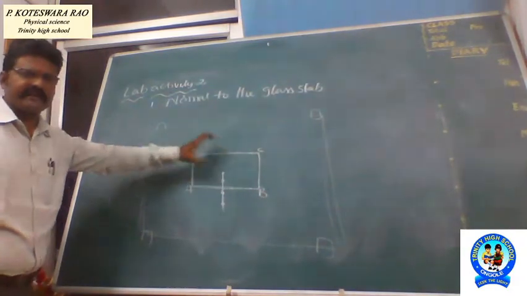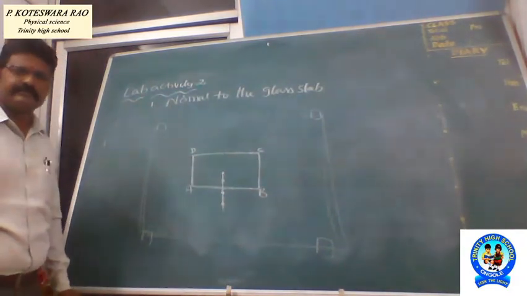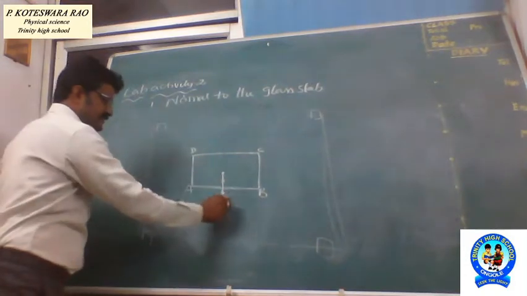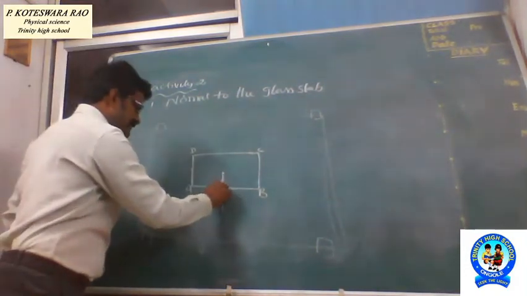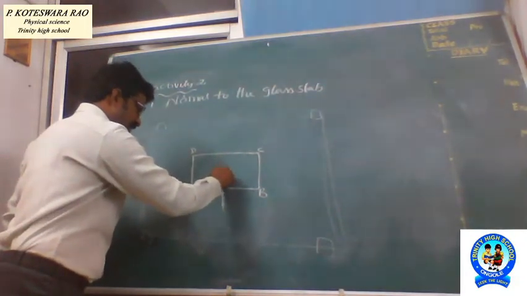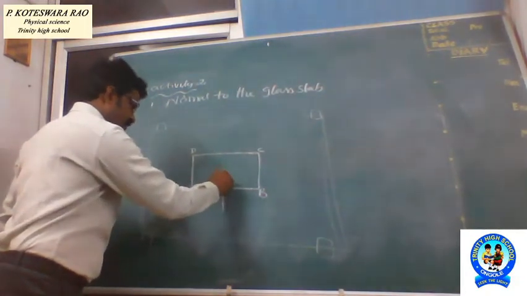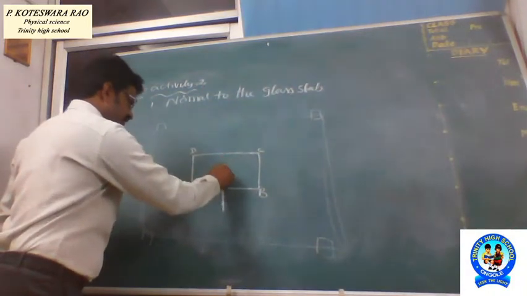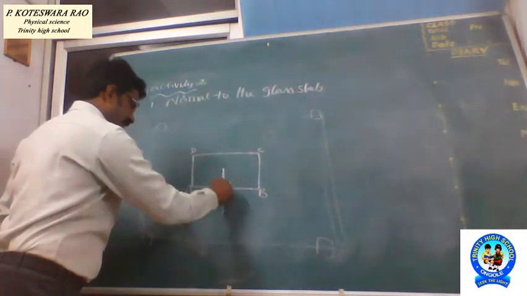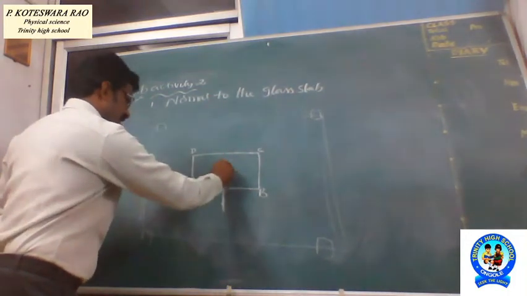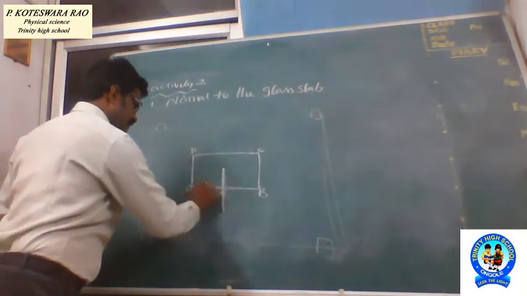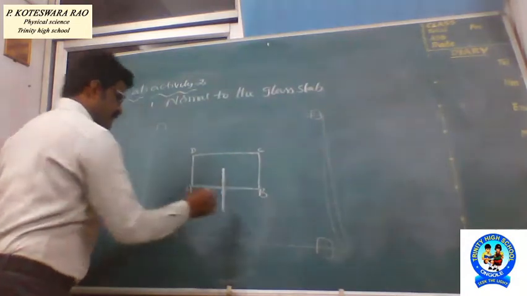Then once again remove this glass slab and also remove these four pins. With the help of those dots we can join them once again. How is it? It is straight. It is normal, or straight, and it is also perpendicular to that AB.